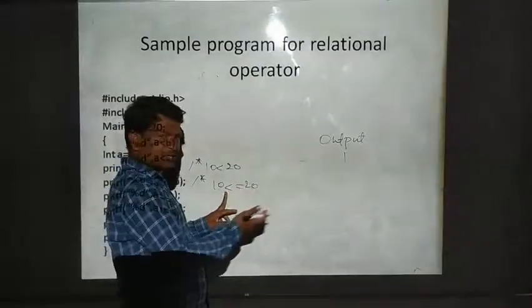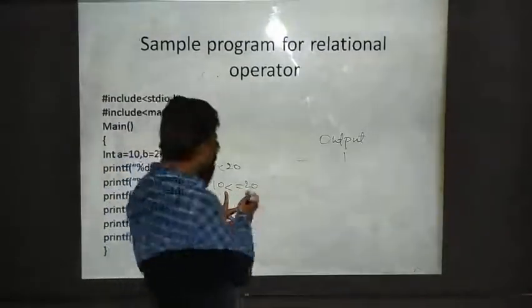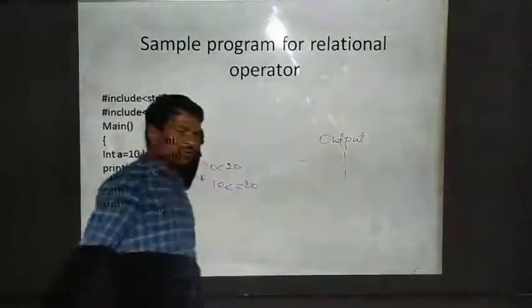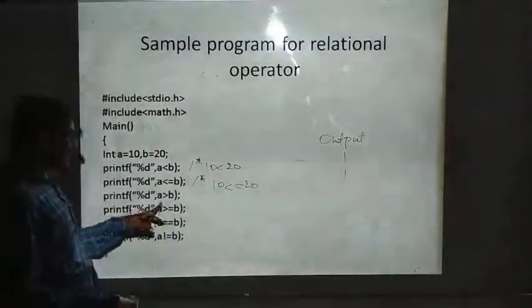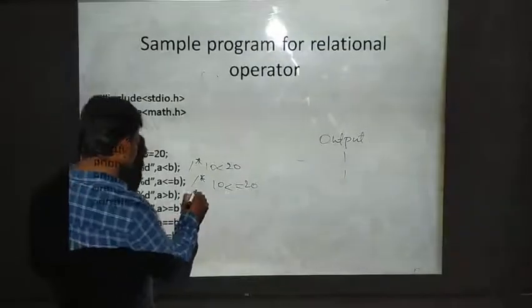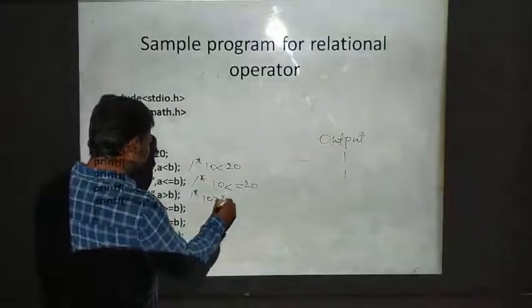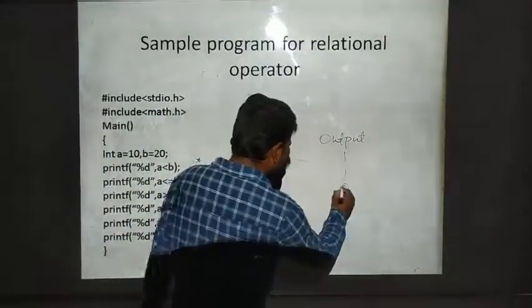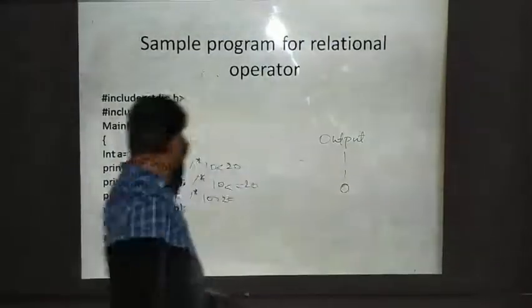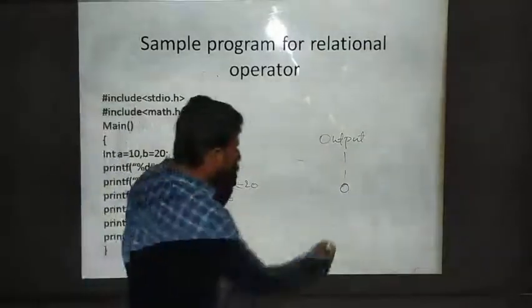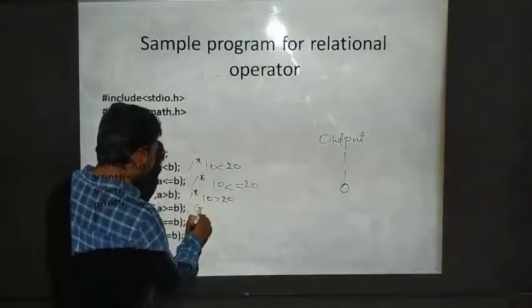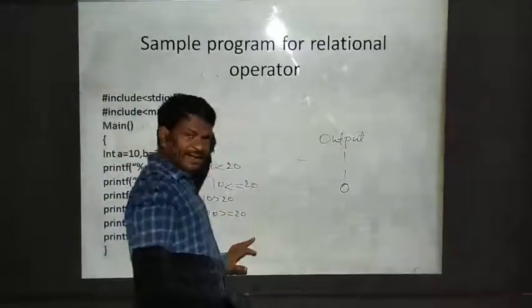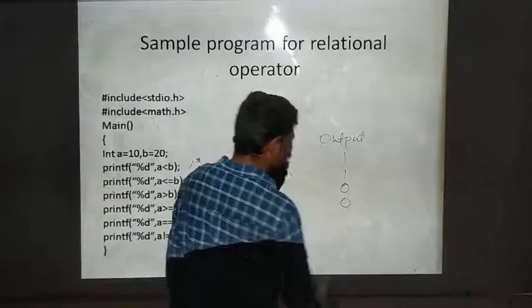So one condition is true, and since we are saying or, it is less than, so it is also true. The output will be printed as 1. Next, a greater than b means 10 greater than 20. No, it is false. False means we will see the output as 0. Next, a greater than or equal to b: 10 greater than or equal to 20. It is not greater than and it is not equal to.